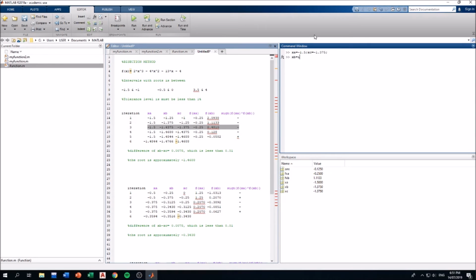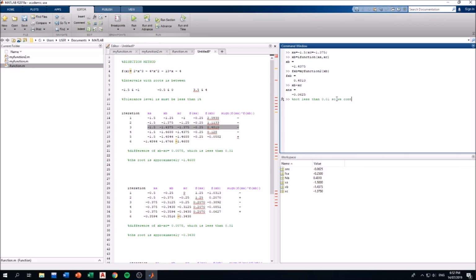Now we find x sub b using our formula. And then we have f of x sub a still the same. We will find now f of x sub b, which is 0.4810. We will multiply the signs, which will leave us with negative. Find the tolerance, which is still not less than 1%, not less than 0.01. So we still need to continue.